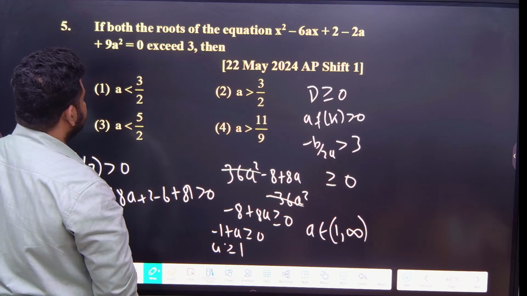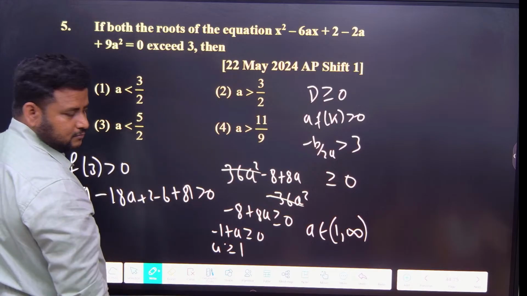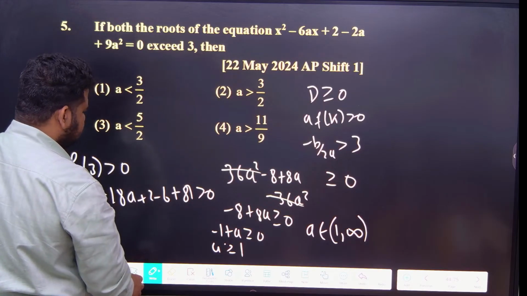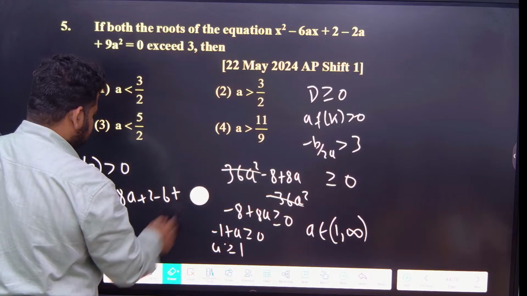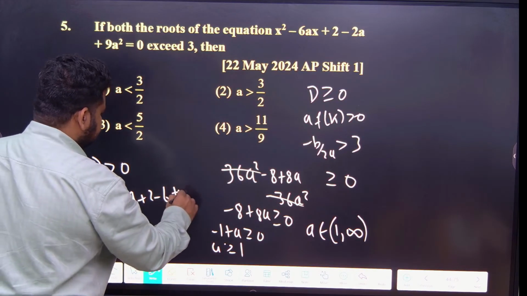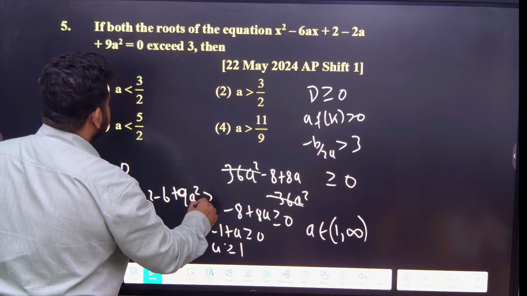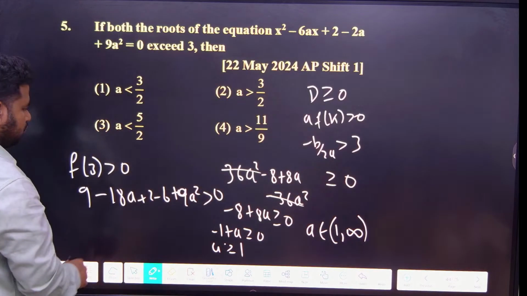9a square. 9 into a square is what? A square is what? X value? Wait, just wait. Okay, 9a square, we will take it as 9a square only. Okay, 9a square is what? Greater than 0. Now what happens?